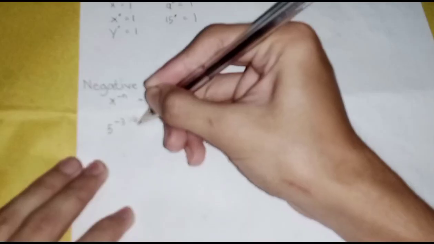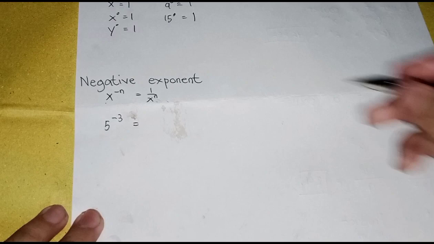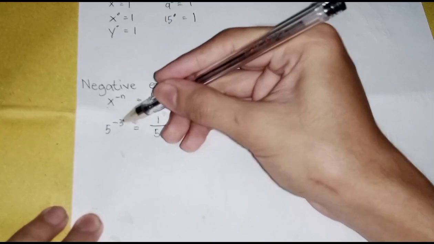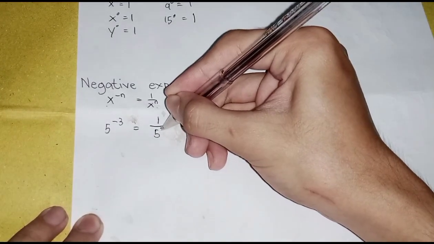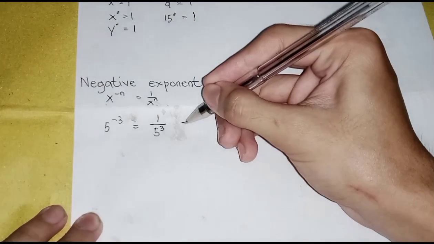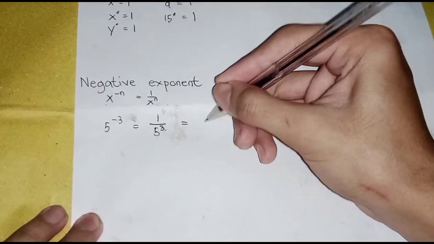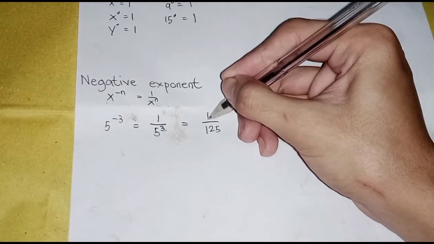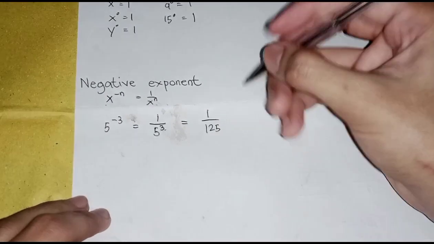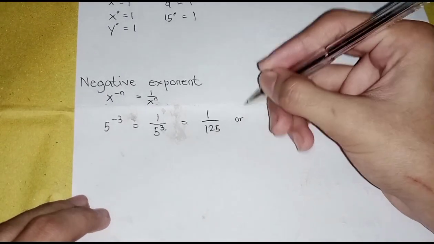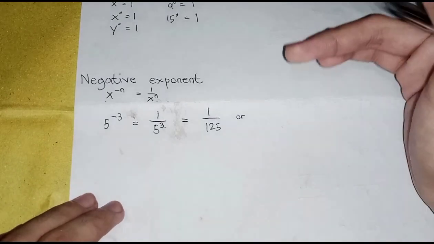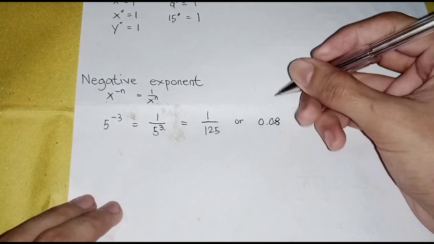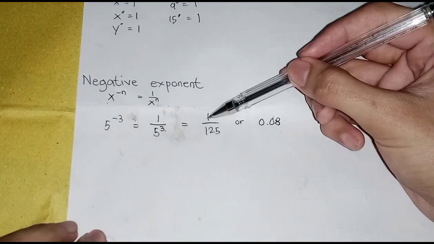Example tayo sa 5 raised to negative 3. Paano yan? So, magiging fraction natin yan, 1 over 5 at magiging positive na ang negative 3. Mag-change to positive 3. So, 5 raised to 3, that is 125. And ang numerator niya is 1. At pwede na yung ganitong sagot. O, mas maganda kung i-simplify mo siya. Kapag sinimplify mo siya, magiging 0.08. Pwedeng dalawa, pwedeng itong sagot, at pwedeng ito.